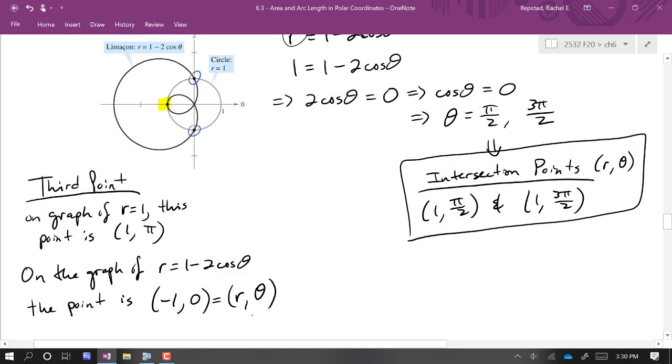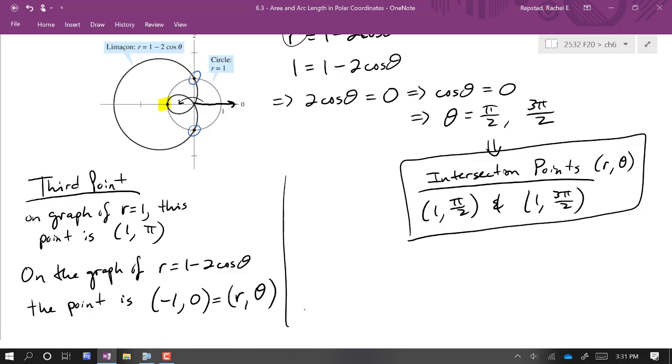Okay, in polar coordinates, the point is (-1, 0). Normally, 0 would be this way, right? That's 0 radians. But since the value of r is negative, that flips it over. So it occurs at a different value of theta.